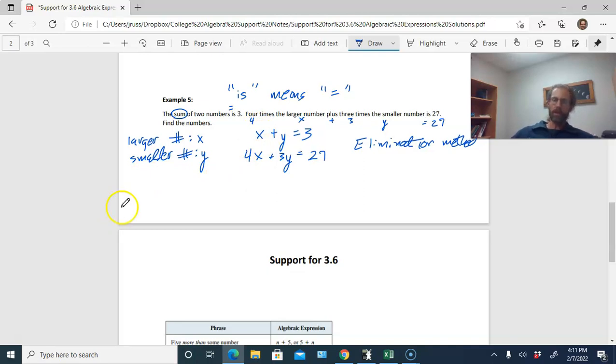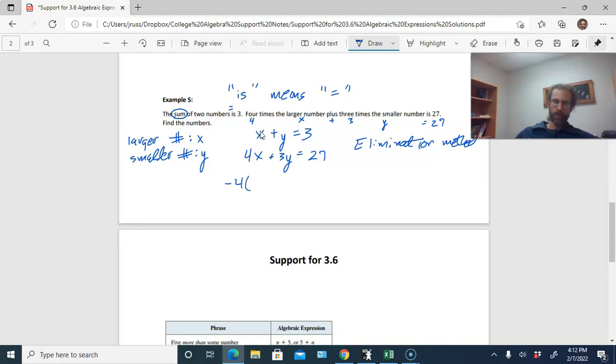If you notice, let me just arbitrarily choose to eliminate the x's. I see that I have a positive 4x on the bottom. If I could somehow turn this x on top into a negative 4x, then if I started adding these columns, those x's would become 0, would get canceled. So the question is, how do I make this x on top a negative 4 so that it cancels with this positive 4? Well, we're going to multiply this top equation by negative 4.